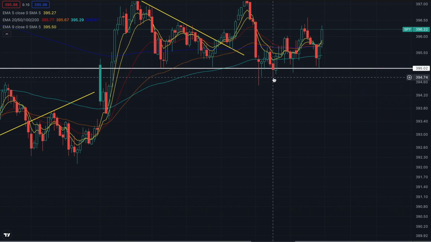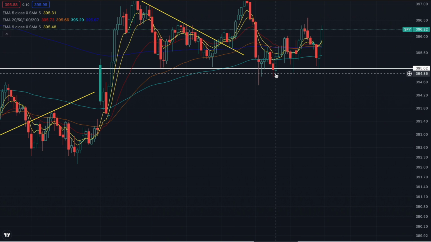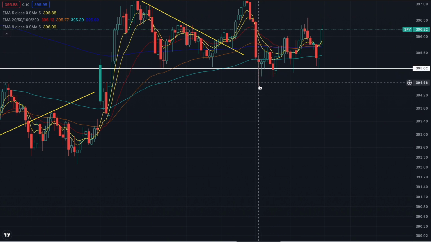But instead of being greedy, of wanting to get more gains right here, I should have just sold right here. But my first initial mistake was not scaling out all of my profits right here.